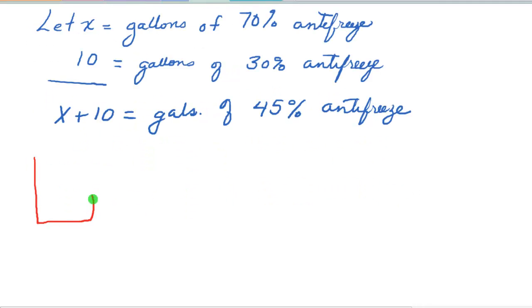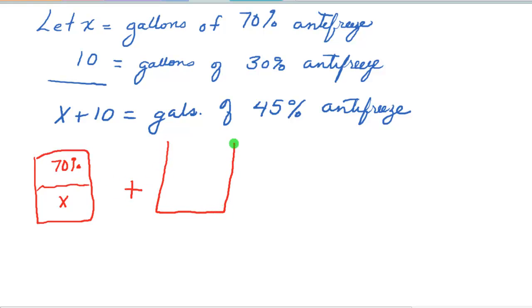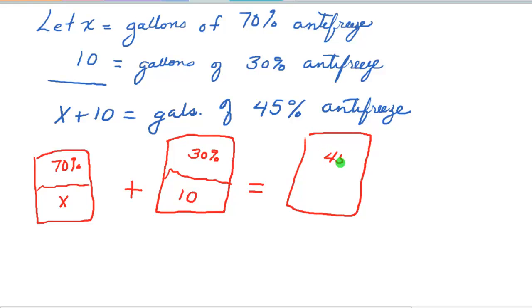Okay, again, we're going to use our little drawing to help us. So here's our X gallons. There's 70% antifreeze in this jug. And we're going to add it to our next jug. And it's got 10 gallons. 30% of that is antifreeze. We're going to mix the two into a bigger jug to create a 45% antifreeze. And there's X plus 10 gallons of that.